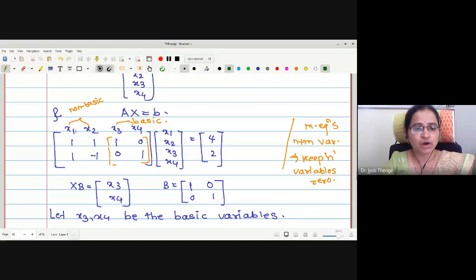Here we have a coefficient matrix of order 2 by 4, that is two equations in 4 variables. Therefore, we have to keep any two variables at 0 such that the system reduces to two equations in two variables. So we keep the original variables as non-basic, that is 0, and x3, x4 as the basic variables, that is non-zero.